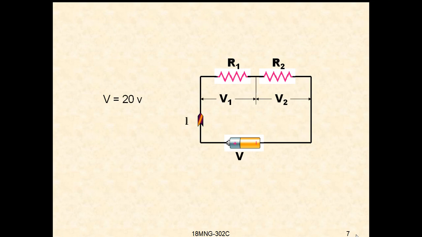The total voltage is given as 20 volts. Since the two resistances are connected in series, in order to find the equivalent, R equivalent is equal to R1 plus R2. R1 is 15 and R2 is 20. So 15 plus 20, which is equal to 35 ohms. R equivalent is equal to 35 ohms.